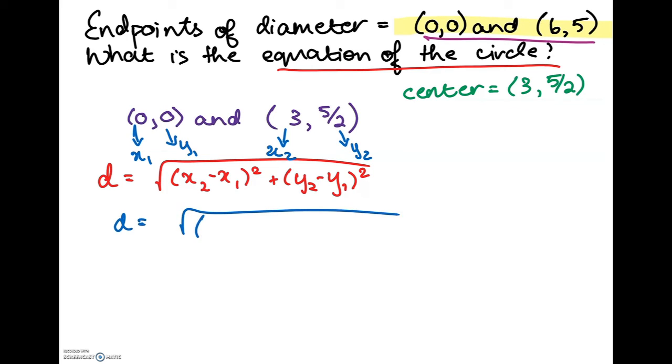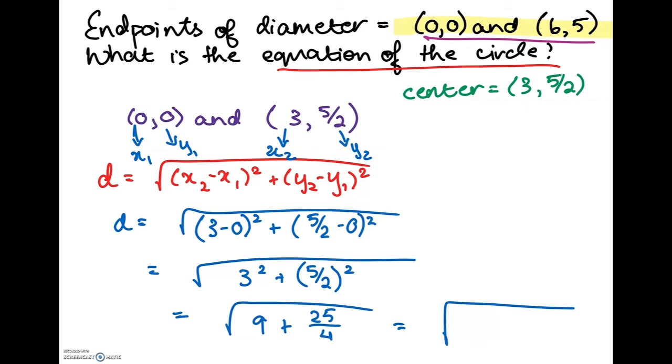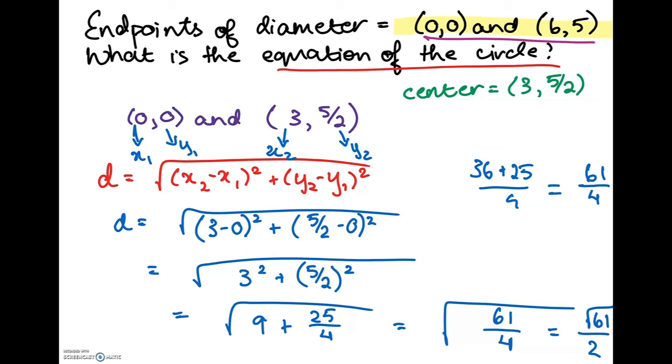So d is equal to the square root of x2 minus x1, so 3 minus 0 squared, plus y2 minus y1, so 5 over 2 minus 0 squared. So it'll basically be 3 squared plus 5 over 2 squared, which is equal to 9 plus 25 over 4. Now to simplify this, if you add them up, it's going to be 61 over 4. And that is your distance. Again, you can always simplify this to become the square root of 61 over 2 by just taking the square root of the denominator, which is 4. So it's just going to be equal to 2. So this final value, this is our distance.